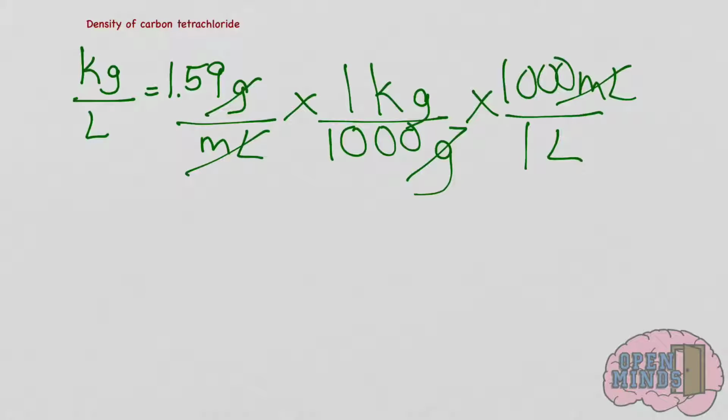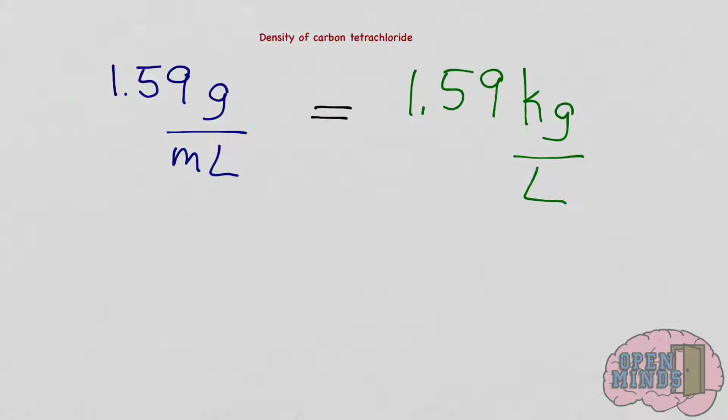If you notice, you would divide by 1,000 and then multiply by 1,000. So actually, these would cancel out, and you'll be just left with the 1.59, but you'll be in the correct units, which is kilograms per liter. So 1.59 grams per mL is equal to 1.59 kilograms per liter. We have found the density of carbon tetrachloride in both grams per mL and kilograms per liter.